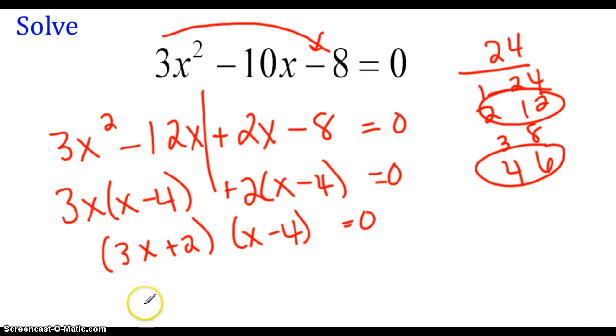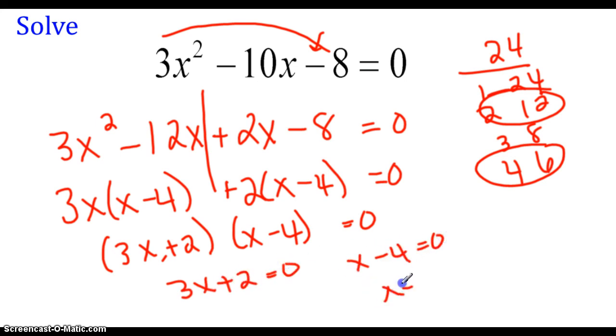Please remember, we're finding the value of x. We're finding the solution. So it's 3x plus 2 equals 0 and x minus 4 equals 0. So simply x is 4, and then 3x equals negative 2, and x equals negative 2/3. So my answer is negative 2/3, comma 4.